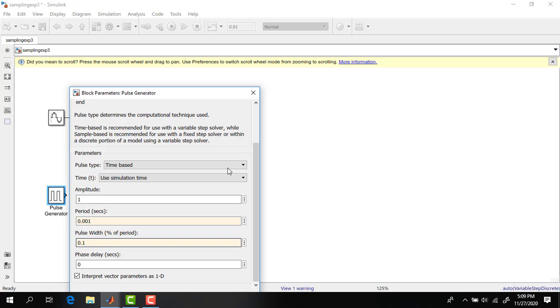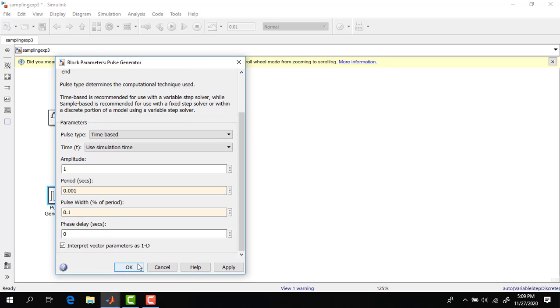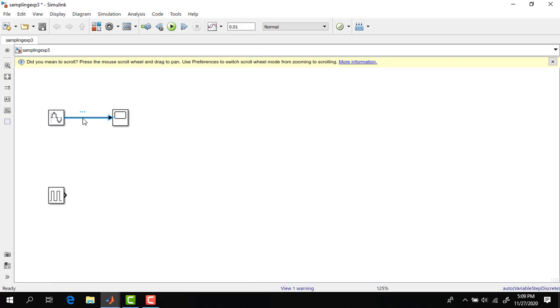Let's see how it turns out. So just save that. Okay. Now we want to check our impulse train with this scope. We don't want another scope. Okay, so let's just simulate this.